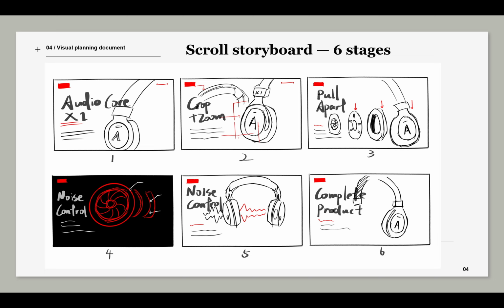This is a storyboard I created before writing the code. Each frame maps a scrolling percentage to a visual state. At 0, the user sees the headphones in full view. At 20%, the perspective zooms in, magnifying a section of the ear cup. At 40%, the ear cups slide apart and the components separate one by one.